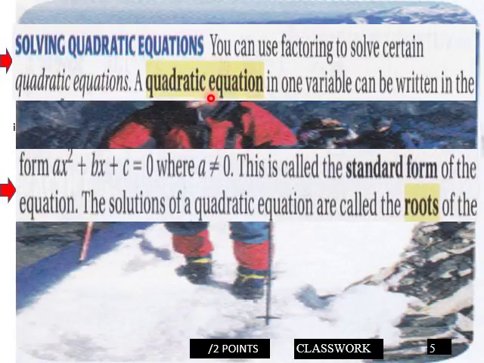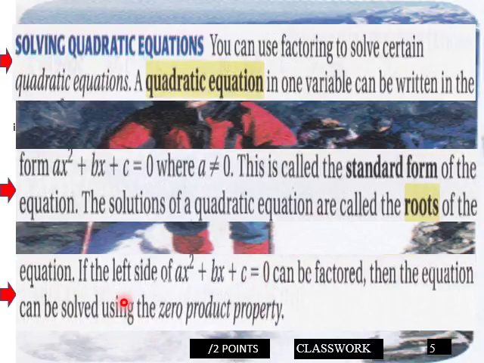You can use factoring to solve certain quadratic equations. A quadratic equation in one variable can be written in the form ax squared plus bx plus c equals 0, where a does not equal 0. This is called the standard form of the equation. The solutions of a quadratic equation are called the roots of the equation. If the left side of this can be factored, then the equation can be solved using the zero product property.